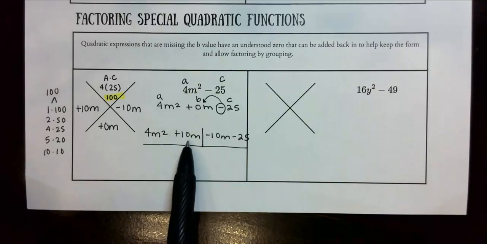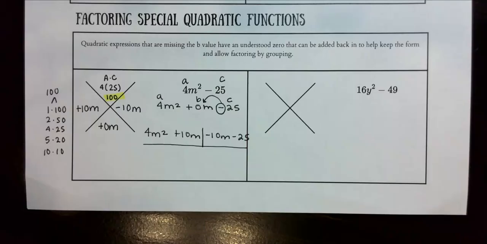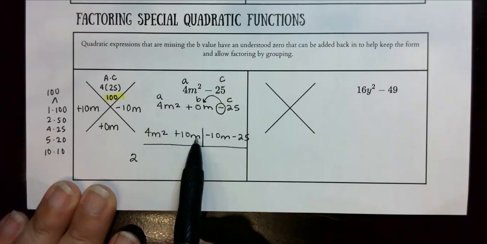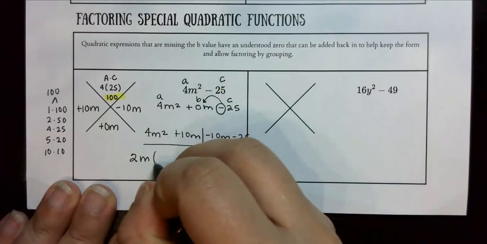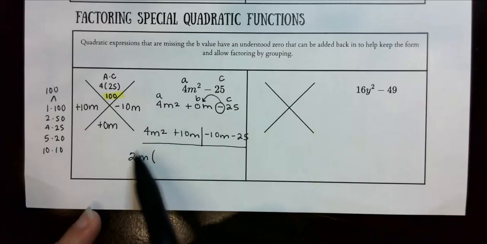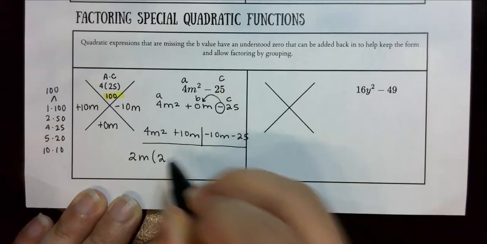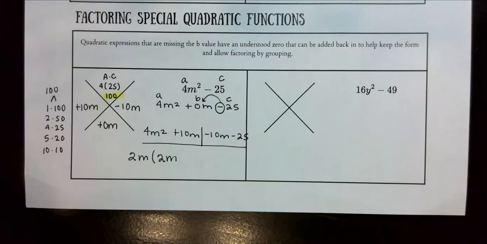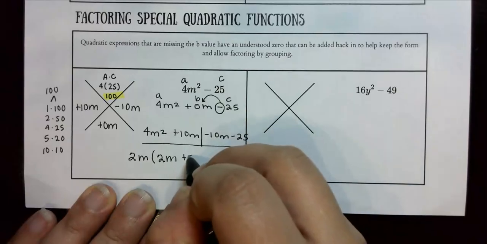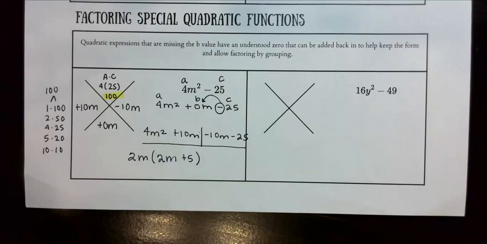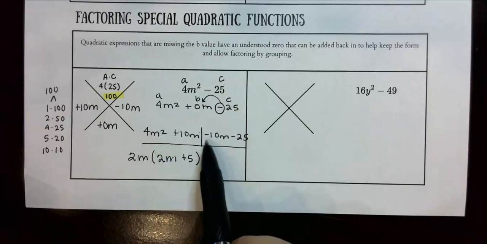So notice that I have 4 and 10. The biggest number that divides into 4 and 10 is 2. They both have m, so I'm going to take 1. And remember, to divide the numbers, subtract the exponents. 4 divided by 2 is 2m. 10 divided by 2, 5. No m, because 1 minus 1 is 0. All right, bring down the negative in the front.